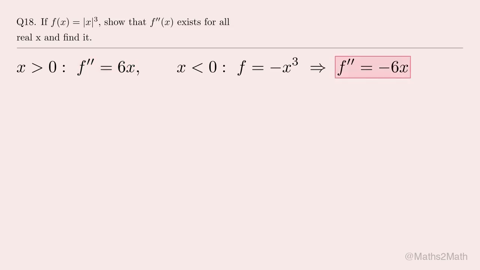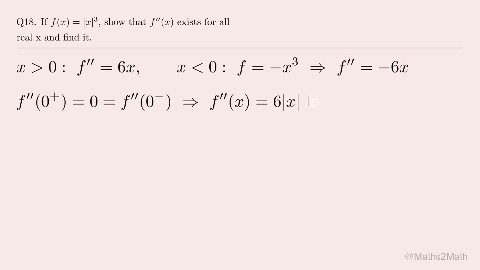Differentiate each side twice. At 0, both one-sided second derivatives tend to 0, and the first derivatives 3x squared and minus 3x squared also agree at 0. So f double prime exists everywhere.